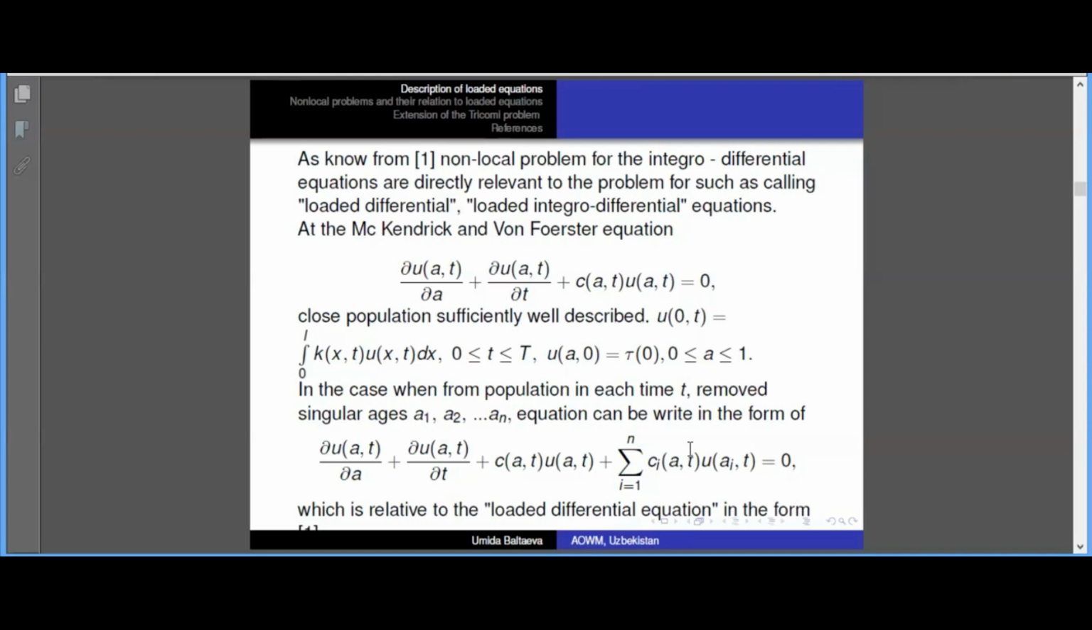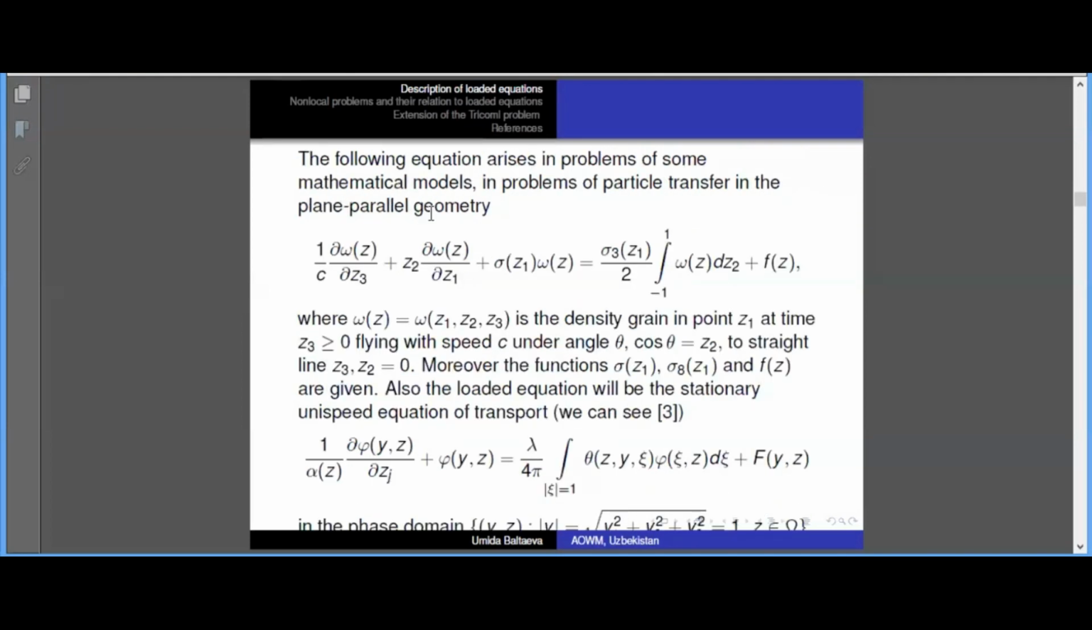For example, this kind of equation. Here u(a, t) is the sum of a given function. And we can see a lot of examples of applied problems.